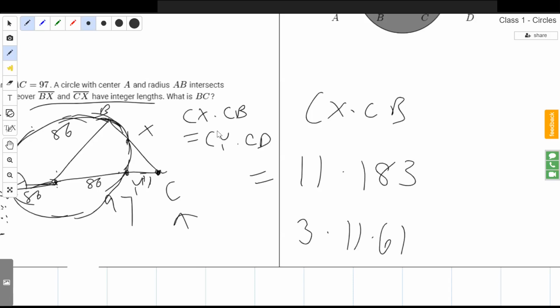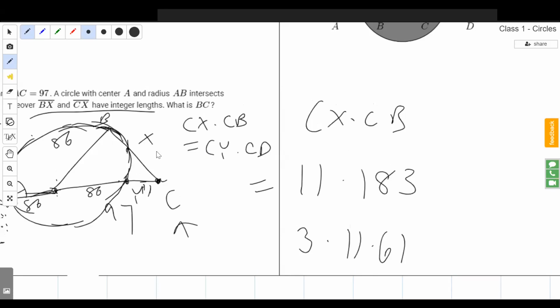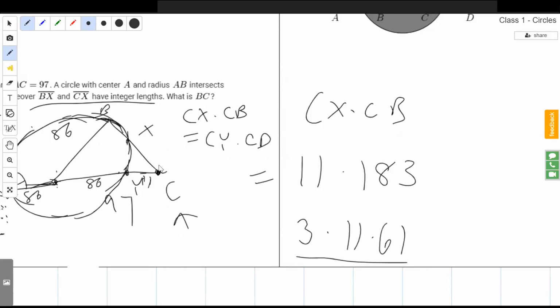And here, all we have to do is notice that they have integer lengths, which means that we know CB is greater than CX, and their product has to be equal to this. And so how do we know that CX isn't just 3 and CB isn't just 11 times 61? Or how do we know that CX isn't 11 and CB isn't just 183? Why is this not the case?